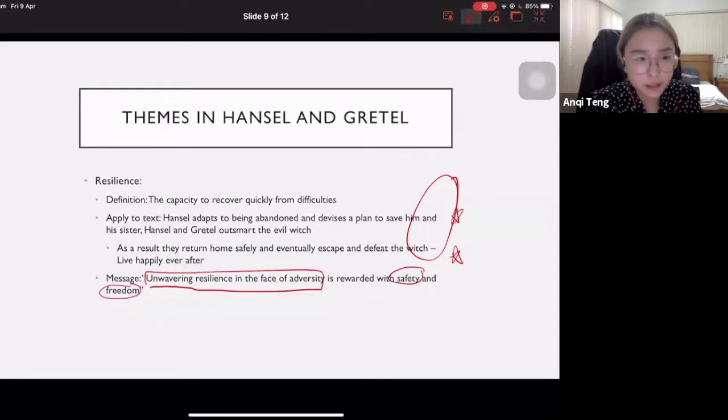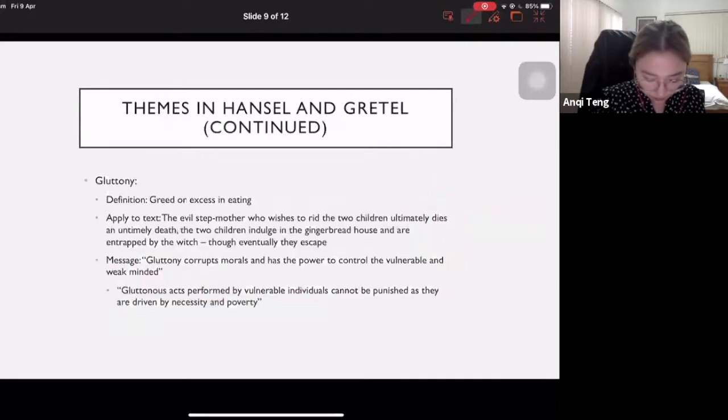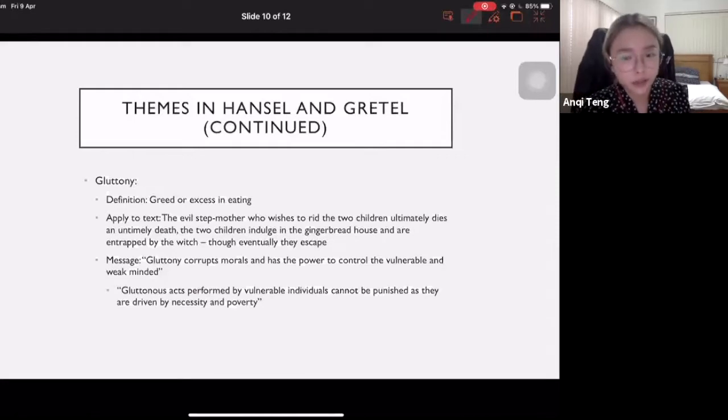Awesome. So I hope that makes it a bit more clear. Let's do one more example. The second example we're going to look at is gluttony. Someone asked earlier, is gluttony greediness? Yes, it is. Gluttony is a type of greed in which we are very greedy for food. So we overeat or we want more than we can have.